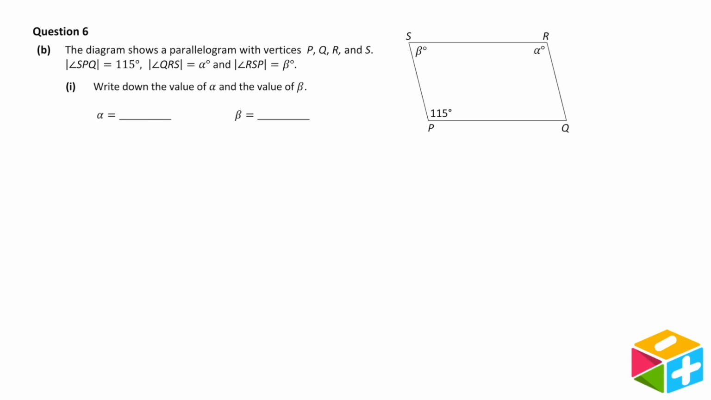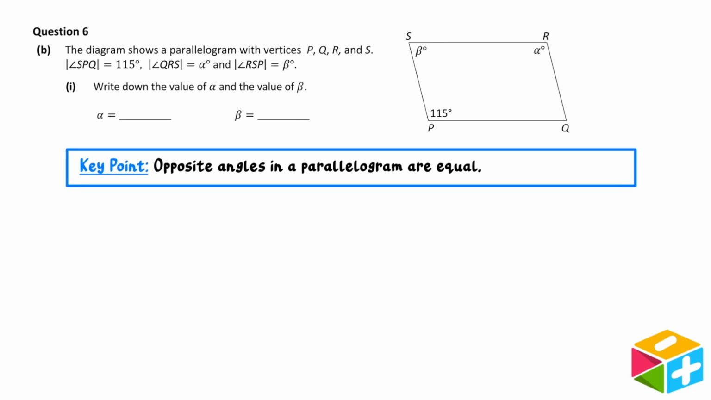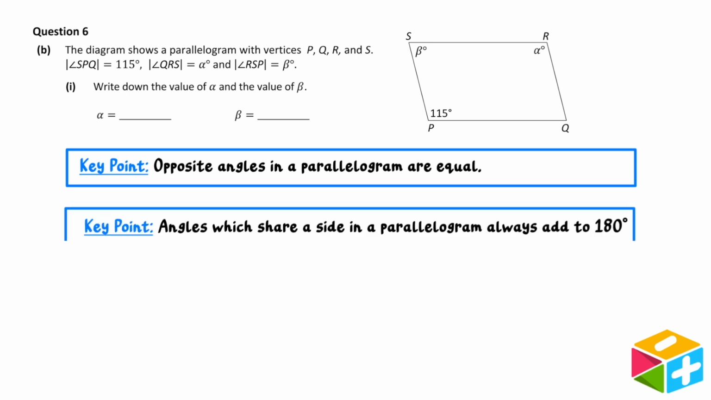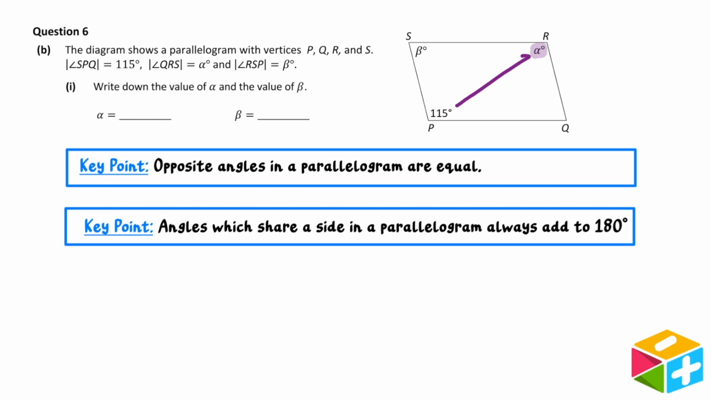To find our angles, alpha and beta, there's two key facts we need to know about parallelograms. The first is that opposite angles in a parallelogram are equal. The second is that angles which share a side in a parallelogram always add up to 180 degrees. In our parallelogram, the angle alpha is opposite the angle of 115 degrees. Since opposite angles are equal, this means that alpha will be 115 degrees.